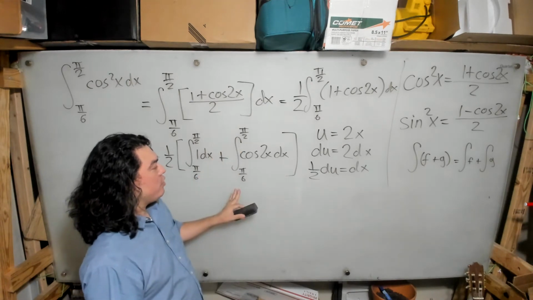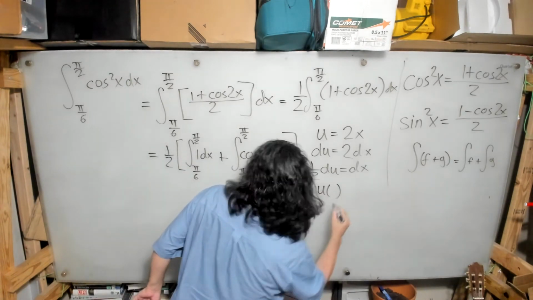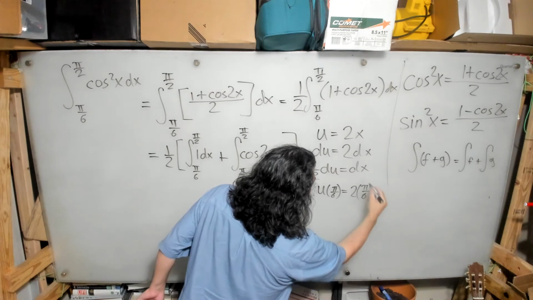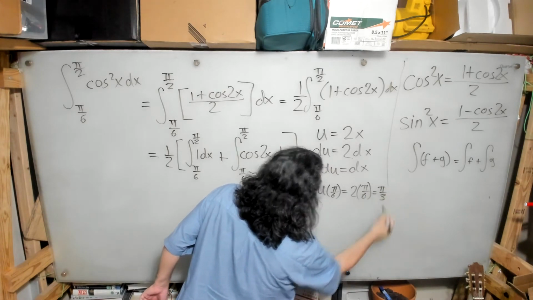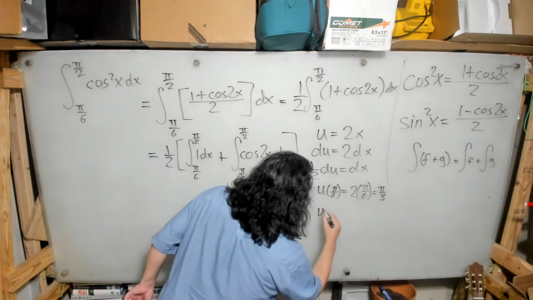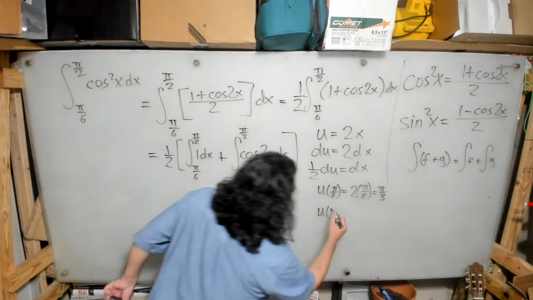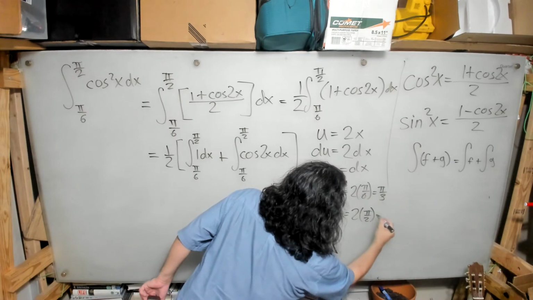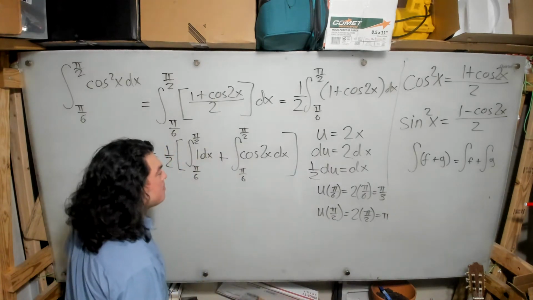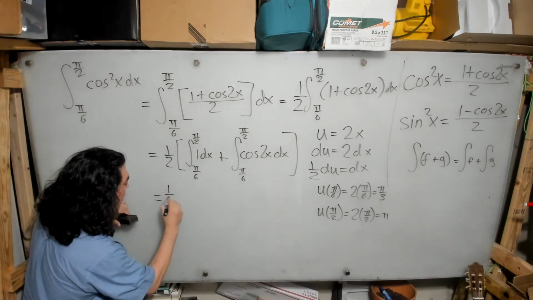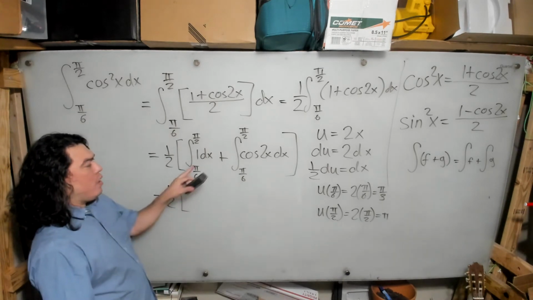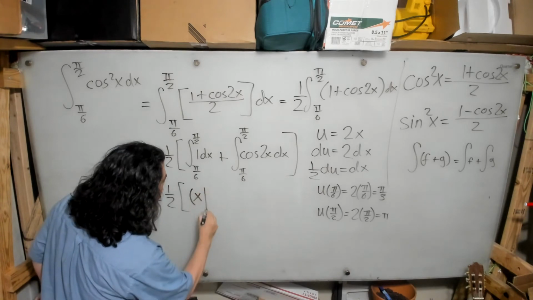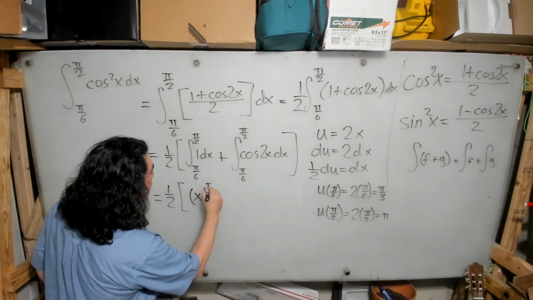What about my limits of integration? Well, my u of pi over 6 will be 2 times pi over 6, which will in fact be pi over 3. Okay? And my u of pi over 2 will be 2 times pi over 2, which will be pi. Okay? So now I can write this as 1/2 open bracket. Now what's the integral of 1 with respect to x? It's just x. So I can evaluate this. This will be x evaluated from pi over 6 all the way to pi over 2.